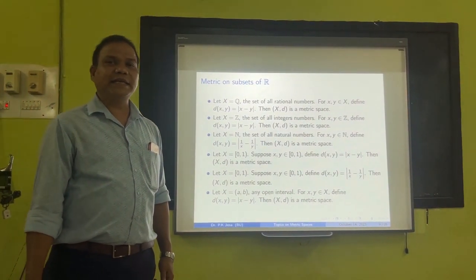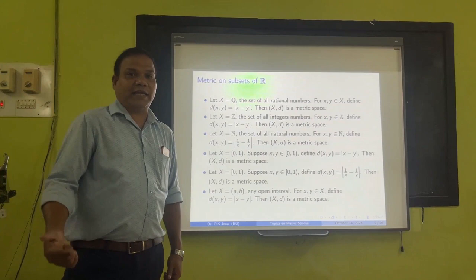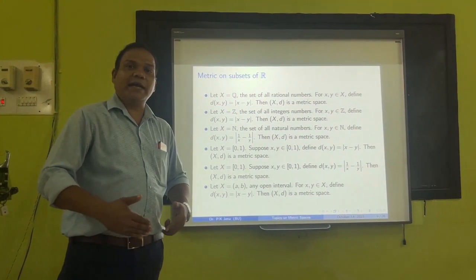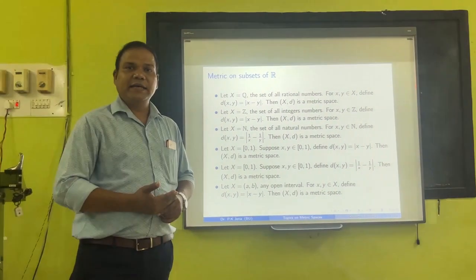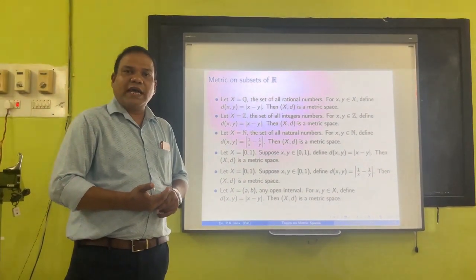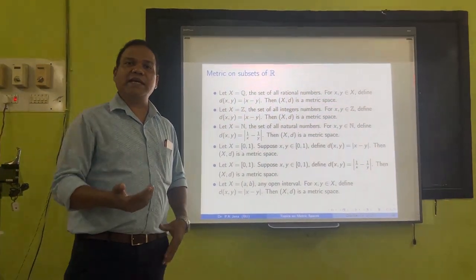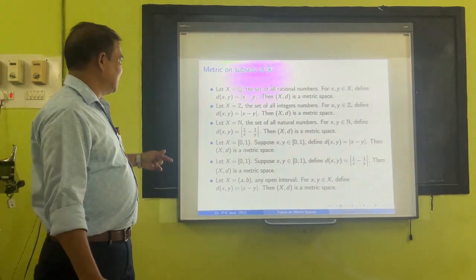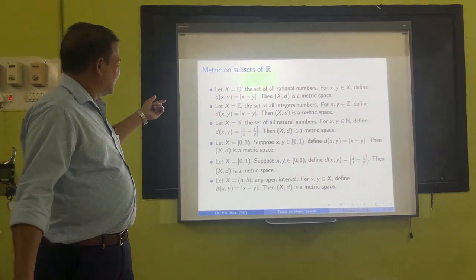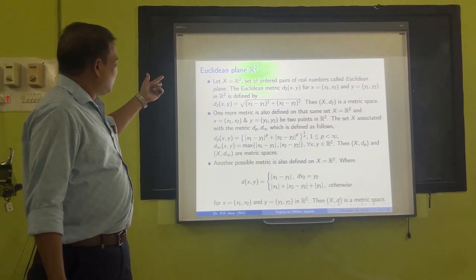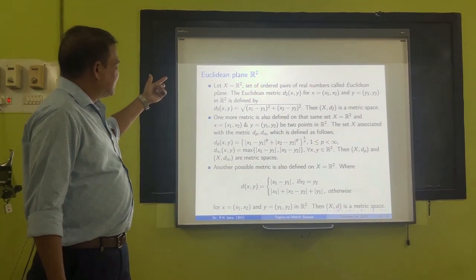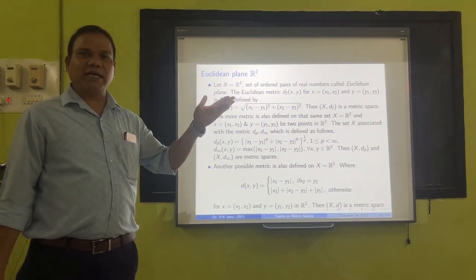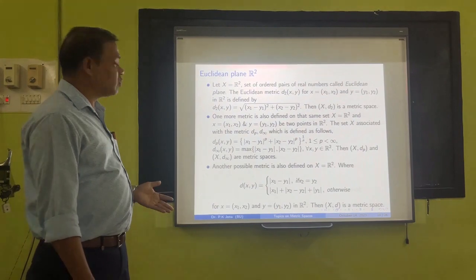We are telling this metric as the induced metric. Why is it induced? Because we had defined the metric on R. It is also used on any subset of R. That's why we are telling it as induced metric. So we'll come to the next. Here we are taking another example, R square, which is R cross R. We are telling this as the Euclidean plane.